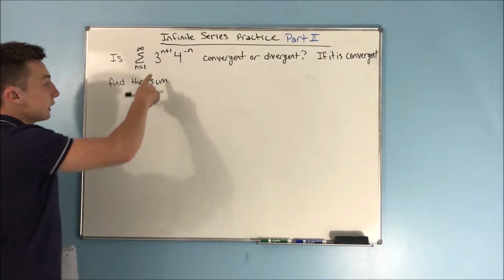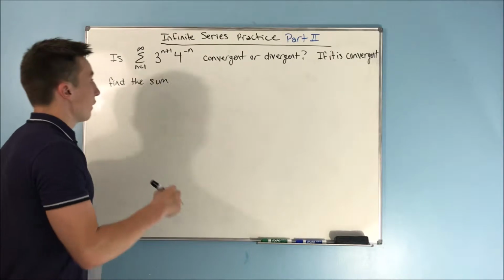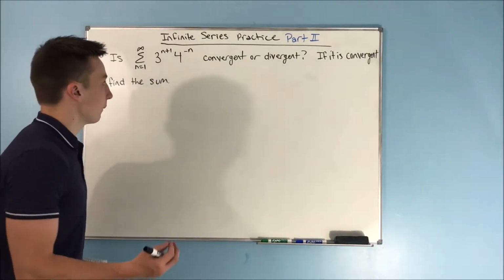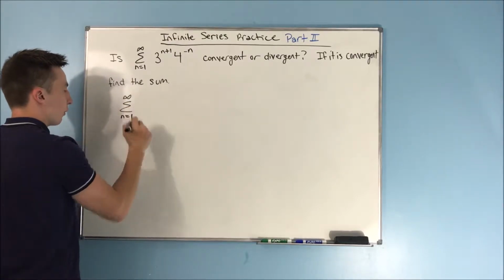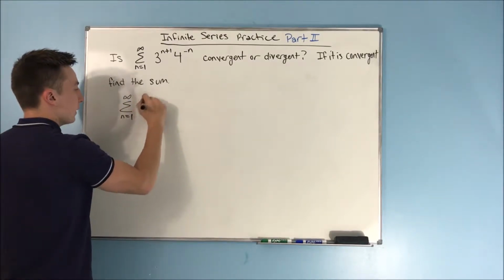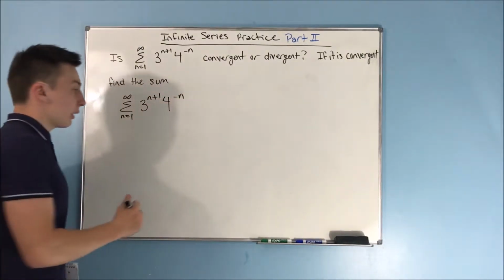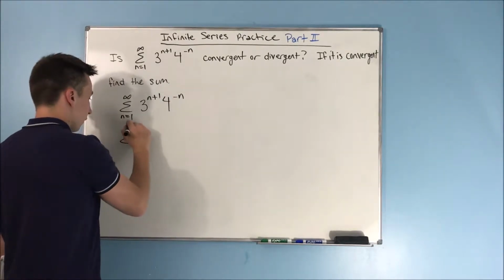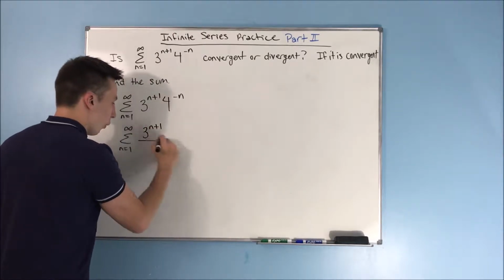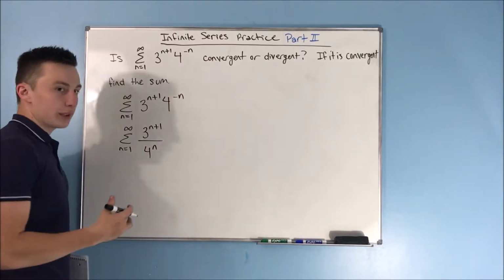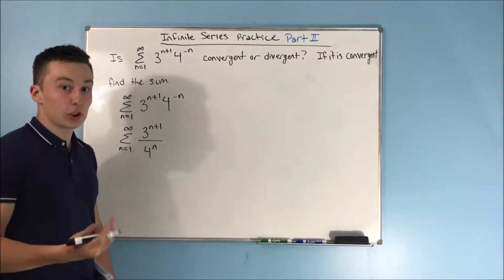So this looks a lot like a geometric series. All we have to do is manipulate the exponents to make it a geometric series. Okay, so we start off with the sum from n equals 1 to infinity of 3 to the n plus 1, 4 to the negative n. Now we can rewrite this as the sum from 1 to infinity of 3 to the n plus 1 over 4 to the n, because now we're dealing with two exponents that we can easily manipulate. With that negative n, there's not really too much that we could do.